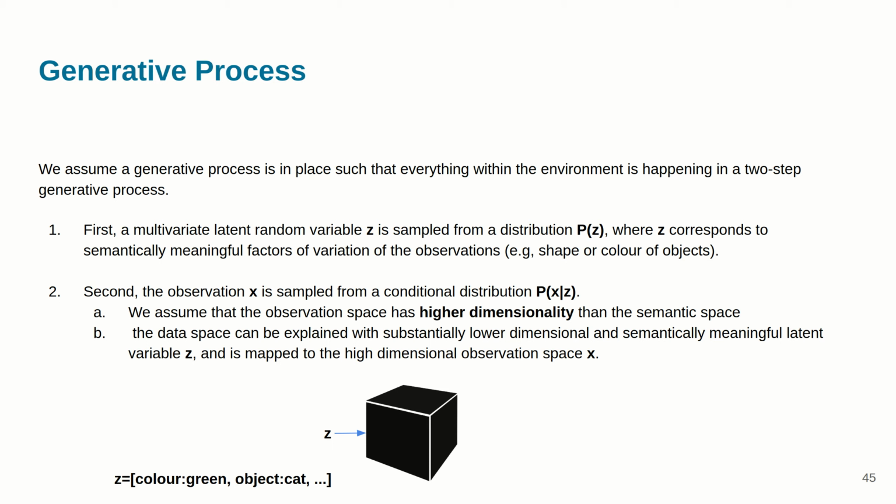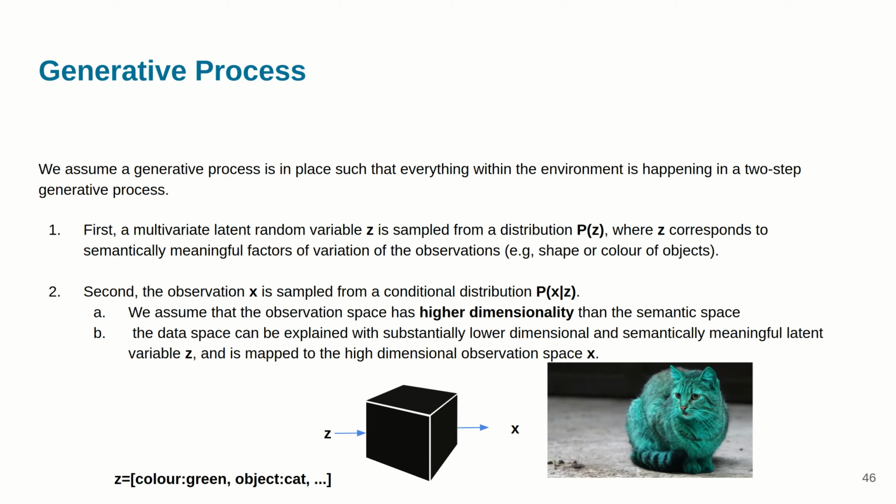For example, in this case, if our z states that the color is green and the object is cat, after observing z by sampling from the environment and the conditional distribution of x given z, we can observe our high-dimensional sample from the data space or the state space X.